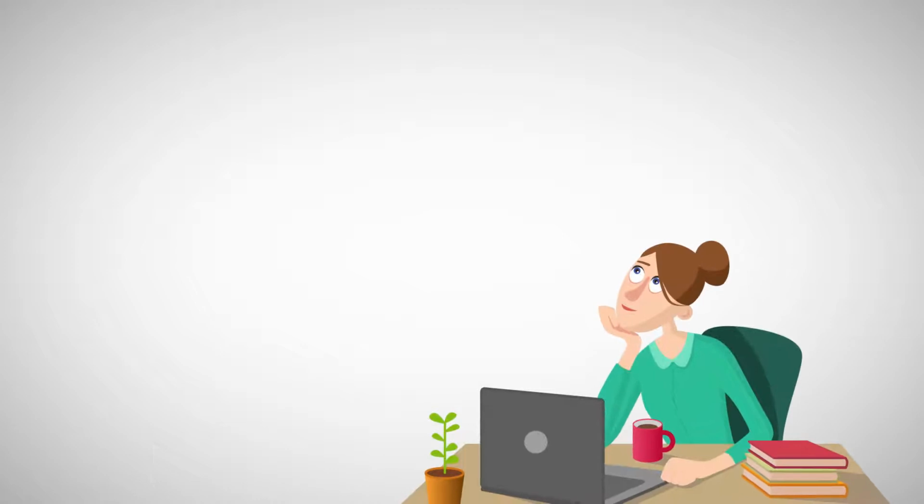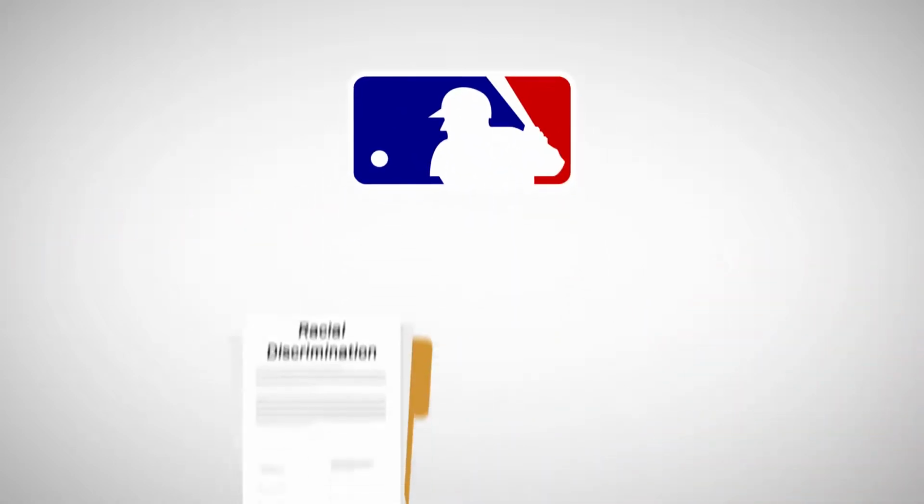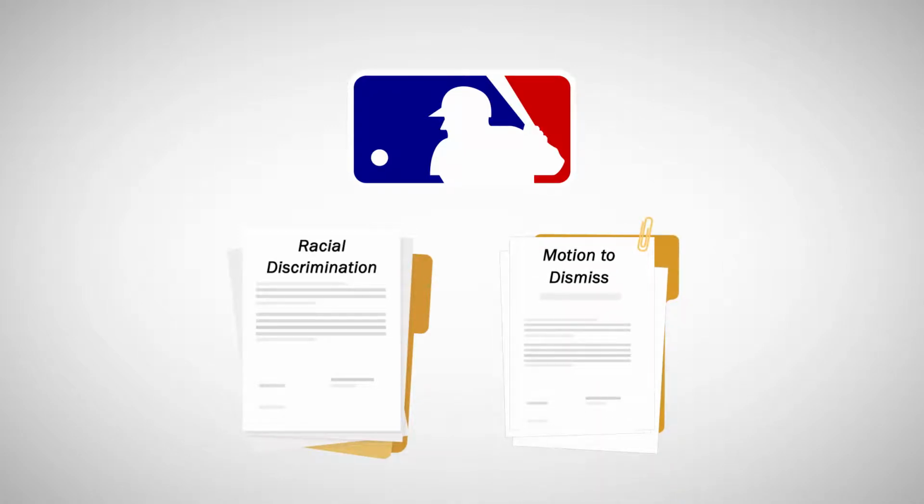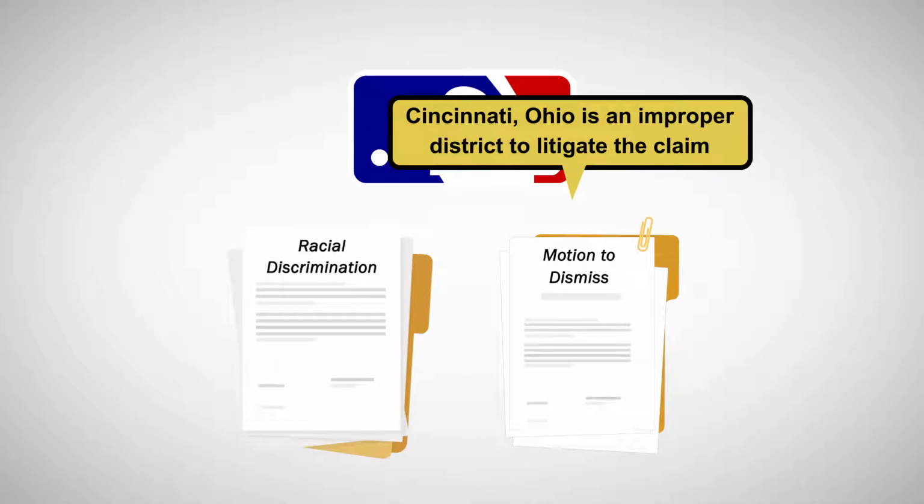Debates over the question, is this the proper venue, can arise in all sorts of civil actions. For example, Major League Baseball, a defendant in umpire Angel Hernandez's racial discrimination lawsuit, recently filed a motion to dismiss, claiming that Cincinnati, Ohio is an improper district to litigate the claim.